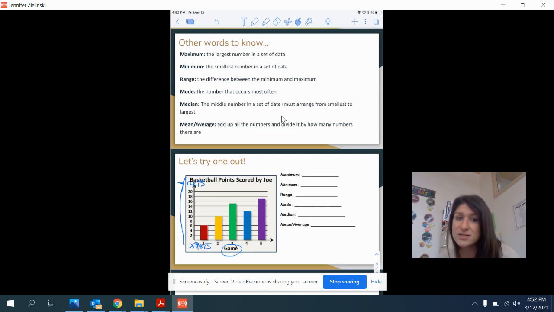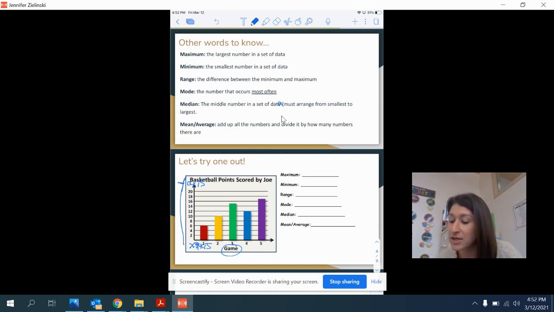The mode is the number that occurs most often. I remember that because mode has MO in it, and most often is MO. So that helps me remember that that's what it means when I see that. The median is the middle number in a set of data, and it must be arranged from the smallest to largest. And we'll go through how to find that. The median is that middle number.